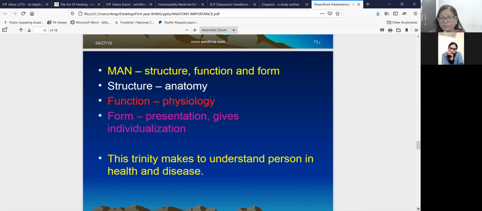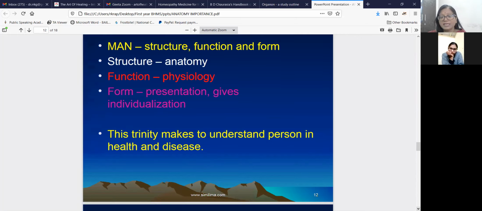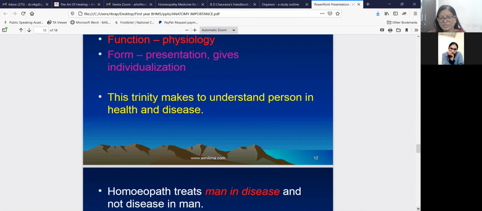So what is the form? It is the presentation. Presentation of what? Structure and functioning, and also his mental abilities. All that represents the individualization. So this is the trinity, to make us understand the person in health and disease. That is how it is related.